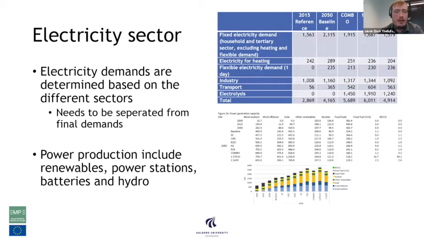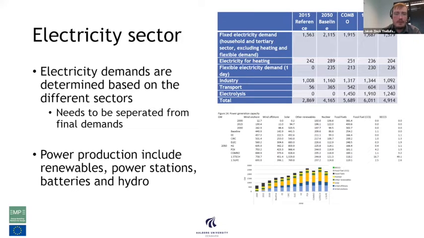So when we model the electricity sector, we looked at the electricity demands based on the different sectors. In the PRIMES scenario, they take all electricity for households, for industry, for commercial units and so on, and subdivide that. Some are quite easy to get, and some are a little bit harder, because they have to be separated out of final energy demands, which are not the same as electricity demands.